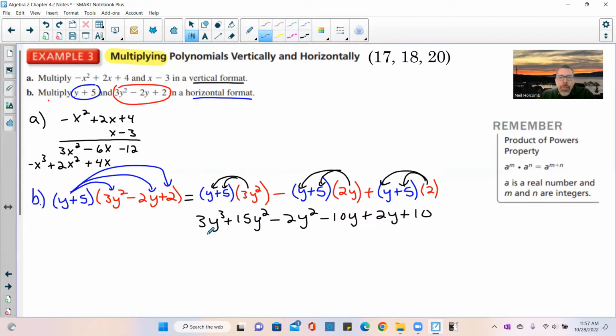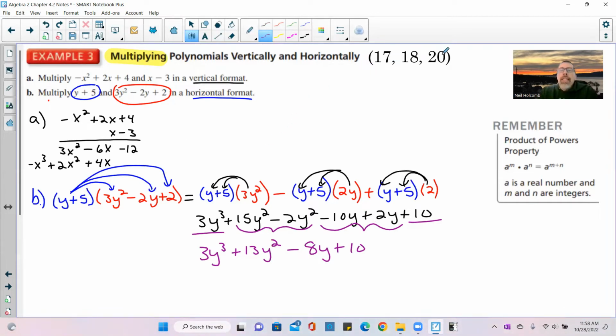Okay, so we're almost done. The y cubed is all by itself, so it's going to be 3y cubed. Then we have y squared, and it's 15 minus 2, which is 13y squared. And then we take the like terms here, negative 10y plus 2y is minus 8y. And then finally, 10 is all by itself, so it's plus 10. Okay, so there it is, 3y cubed plus 13y squared minus 8y plus 10. That is doing vertical and horizontal multiplication of polynomials. Now you should be able to do number 17, 18, and 20.